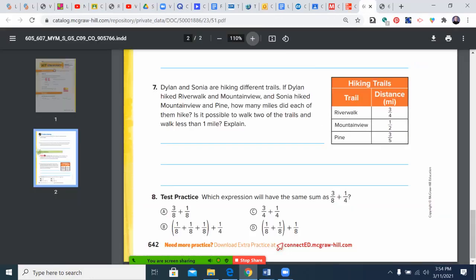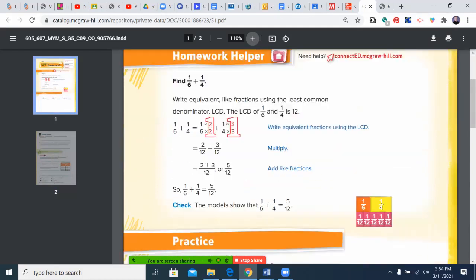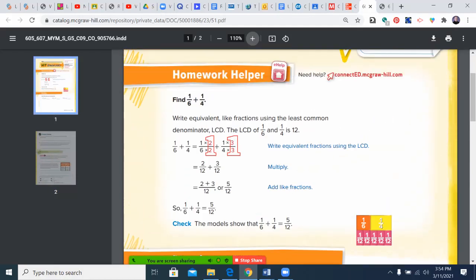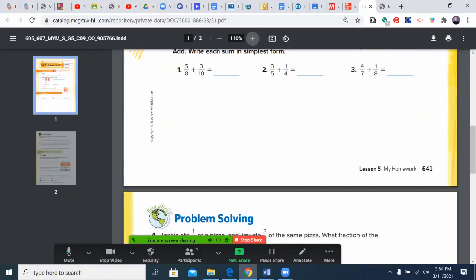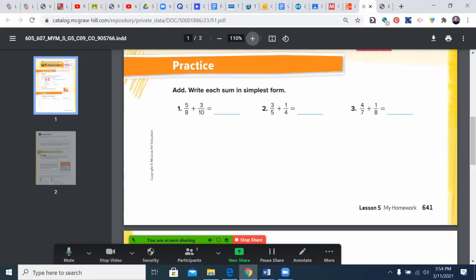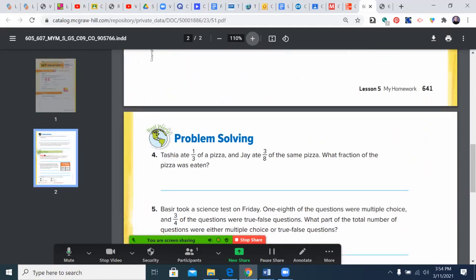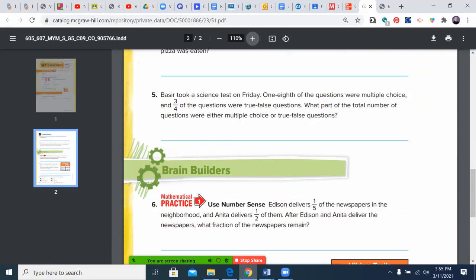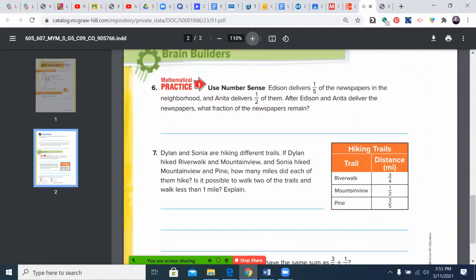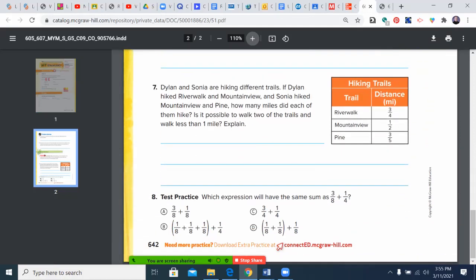At this point, I'm going to send you to your assignment. Don't forget to look at the homework helper before you begin. Add, and write each sum in simplest form. Do your story problems. Make sure you're understanding what they're asking. Using those strategies is a good idea no matter what. There's a story problem here, and don't forget your test practice. If you have any questions, please reach out to me, and I'll be more than happy to help.